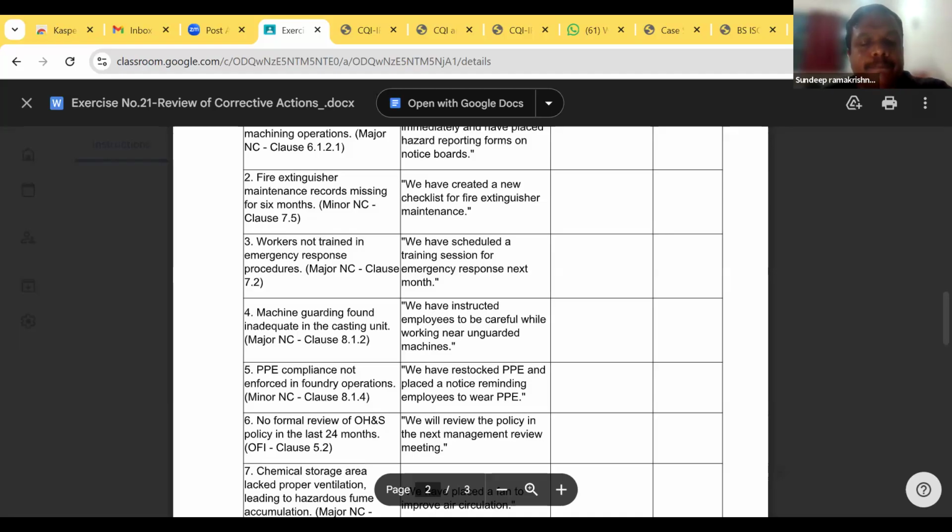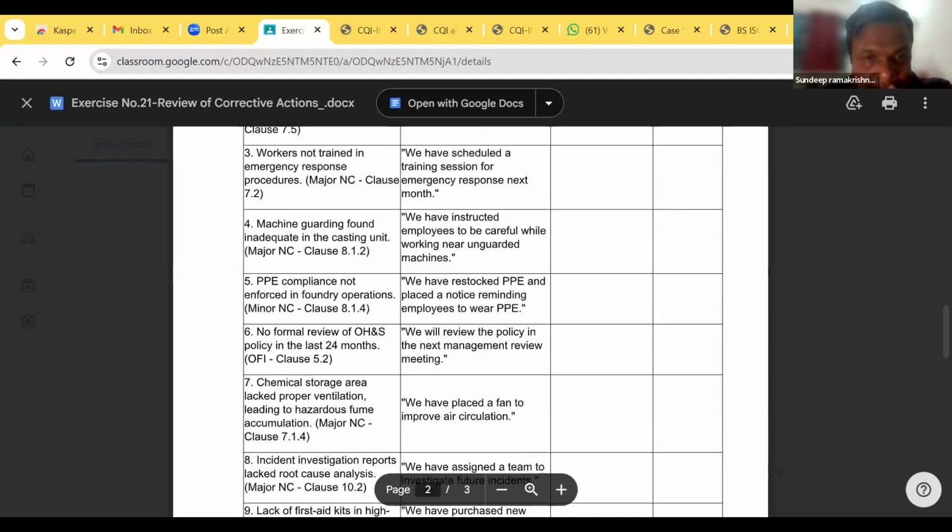Yes, Harish Kumar Singh. Following this, there must be an administrative control that a worker not wearing PPE should not be allowed in, and PPE compliance registers should be maintained. Exactly, very good. See, compliance should come from the entry point itself. Simply saying PPE will be restocked and a notice will remind employees to wear PPE is not an acceptable practice.